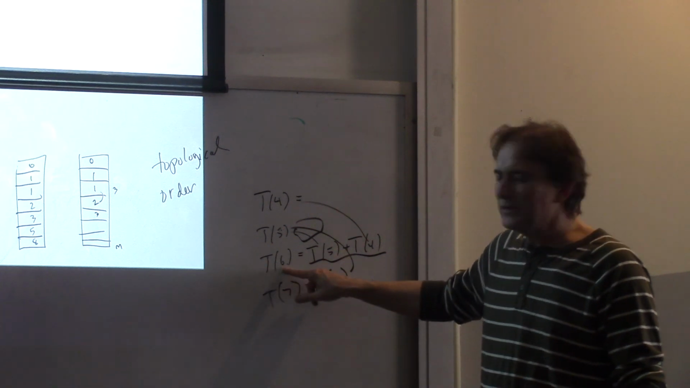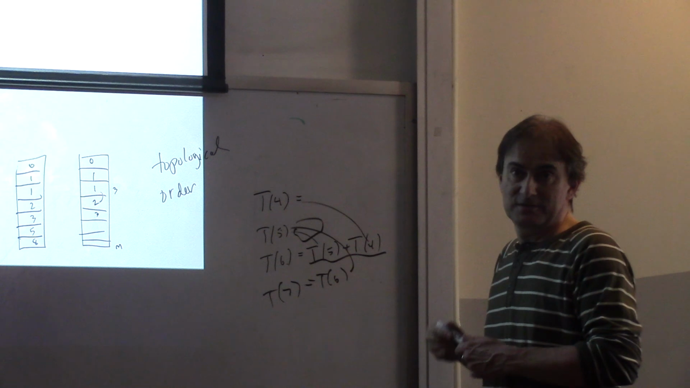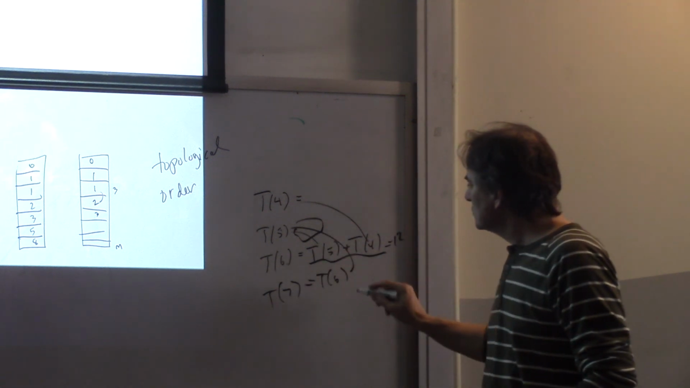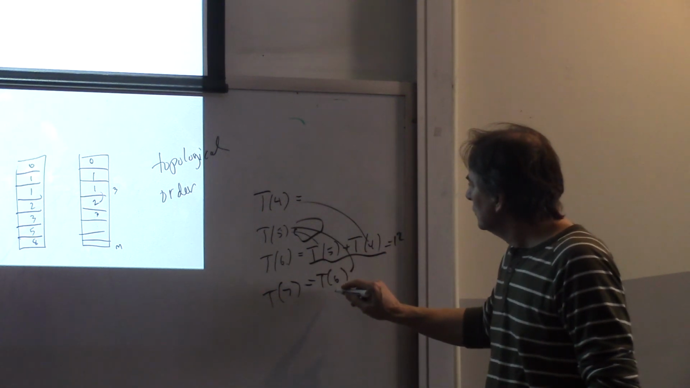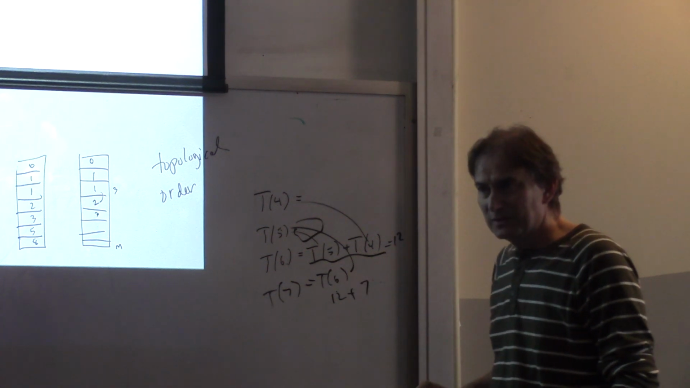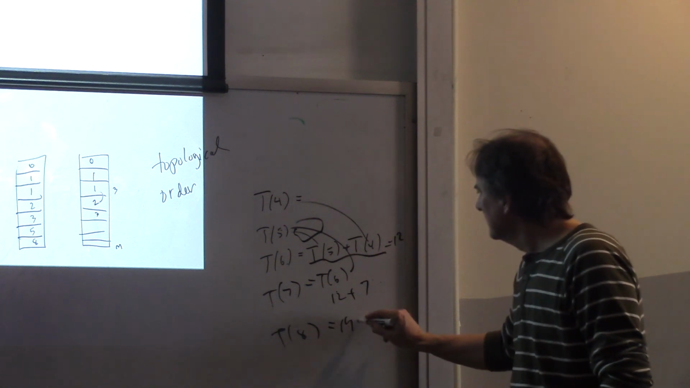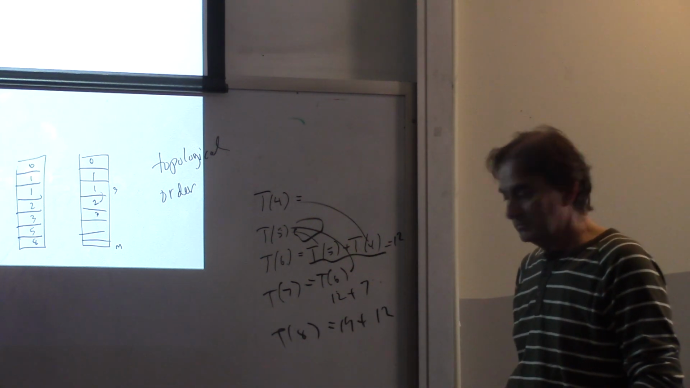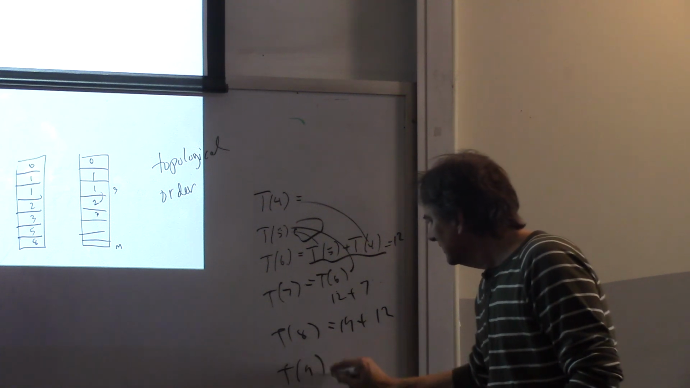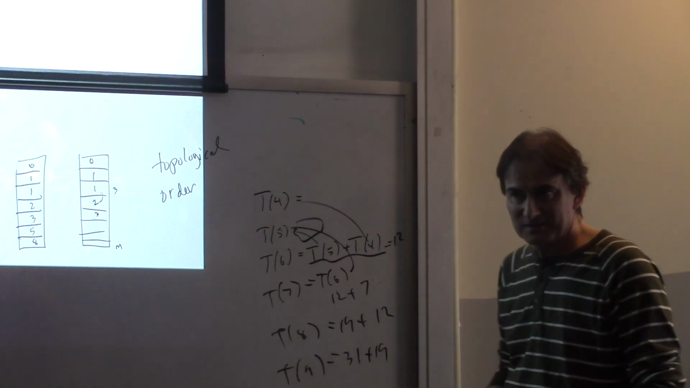So what was T of 6, 19? 12. 12 is equal to 12. So this one was equal to 12 plus whatever was the previous one, 7, I think it was 7, right? So T of 8 is going to be equal to 19 plus 12. T of 9 is going to be equal to 31 plus 19.